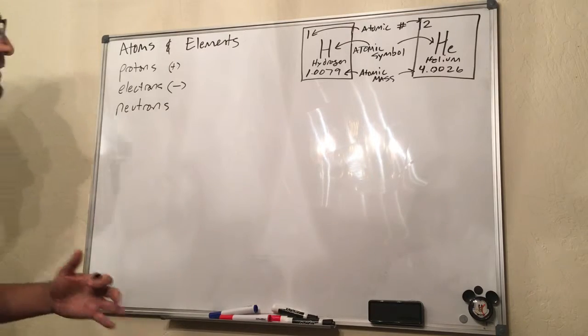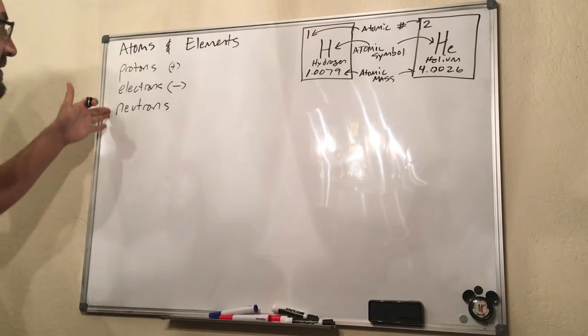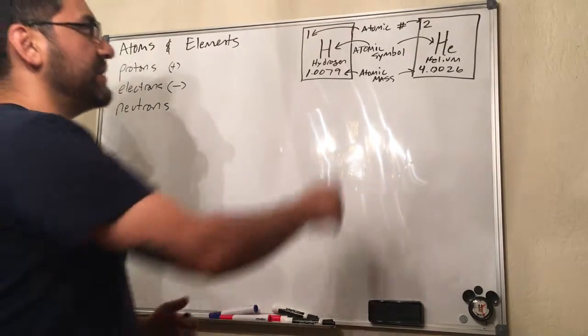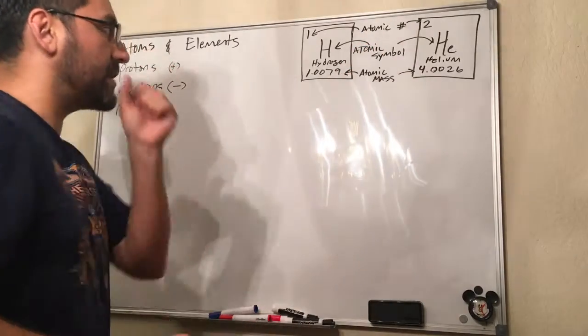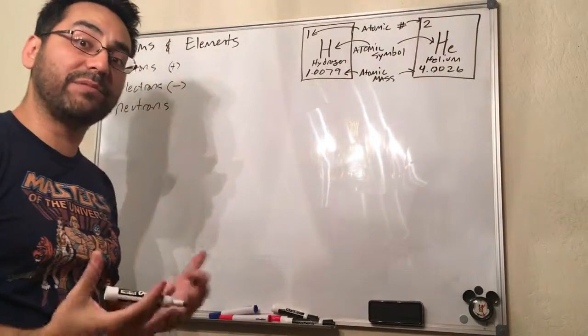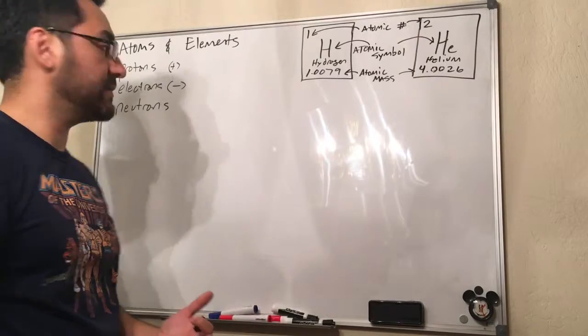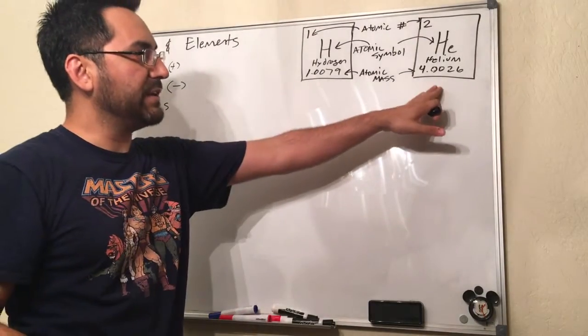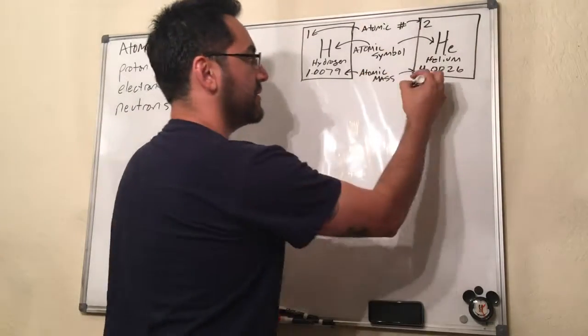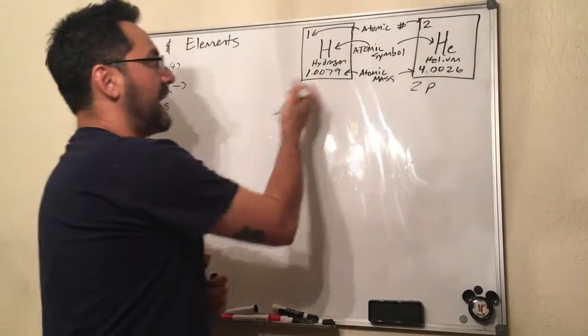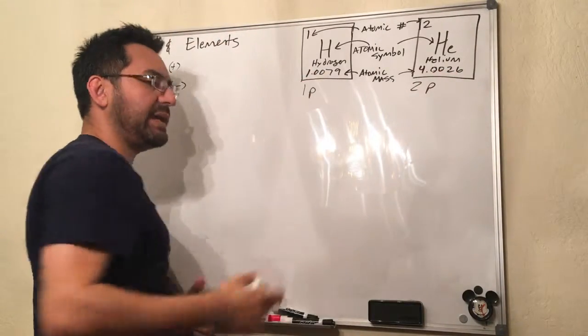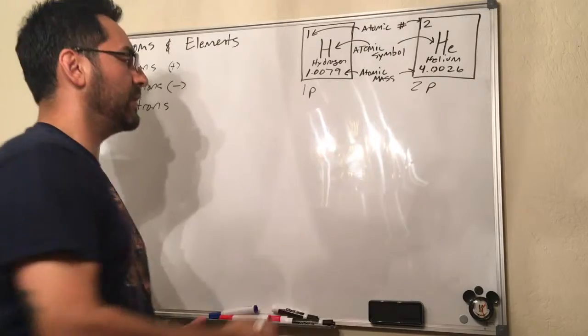Now, every element, and in turn every atom, is made up of these in different ratios. That's where this atomic number comes in. The atomic number tells you how many protons an element has. So atoms of helium all have 2 protons. Atoms of hydrogen all have 1 proton. That's what makes them atoms of hydrogen.